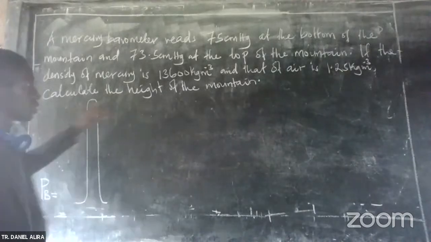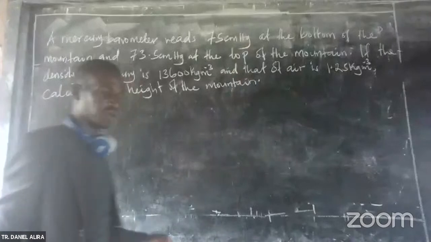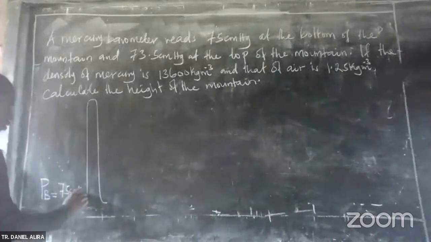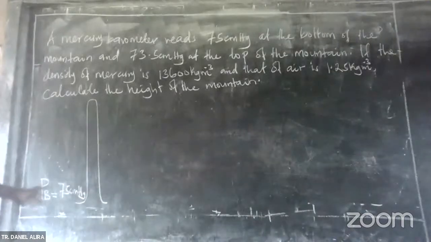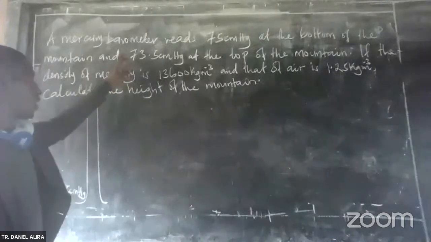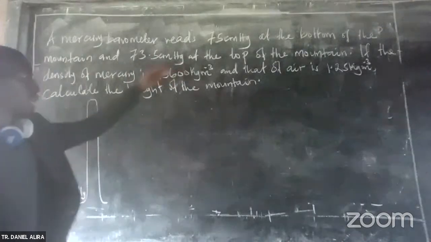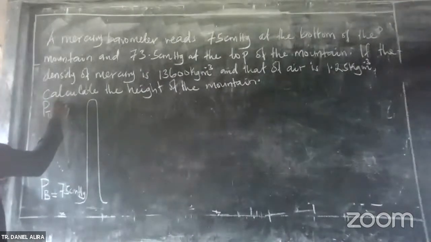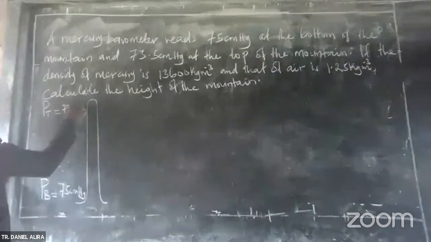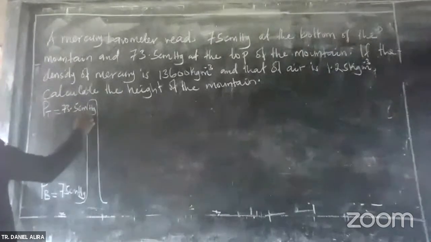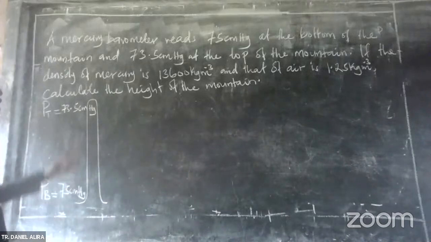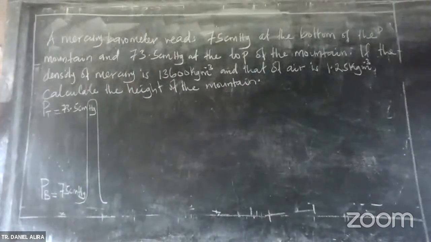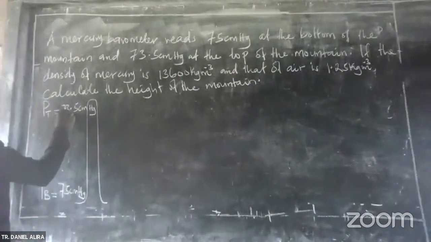It is 75 centimeters of mercury. Then the pressure at the top is 73.5 centimeters of mercury. If the density of mercury is this and the density of air is the other one, find that. Before I go there, I first get the pressure difference.